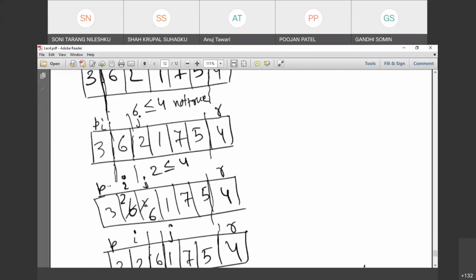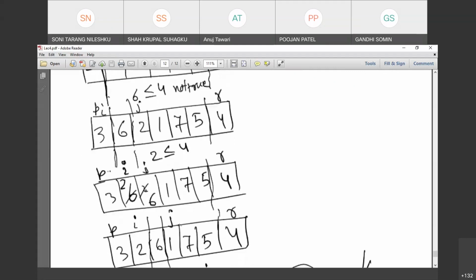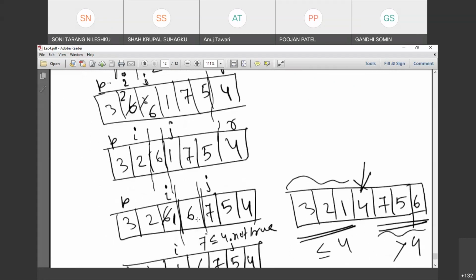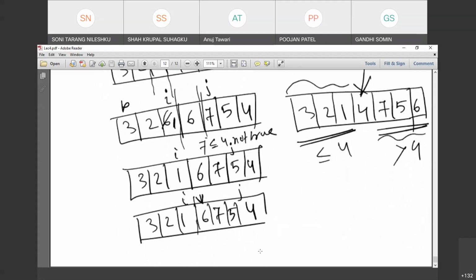Again you start comparing. Now you move on to 1. Again, 1 is less than 4, so 1 will shift, giving 3, 2, 1, 6, 7, 5. Finally, you see that all of the remaining elements are larger than 4. So all elements less than 4 are here and all elements greater than 4 are there. Then you make a final swap, which is swapping 4 with 6, and that is the final array: 3, 2, 1, 4, 7, 5.